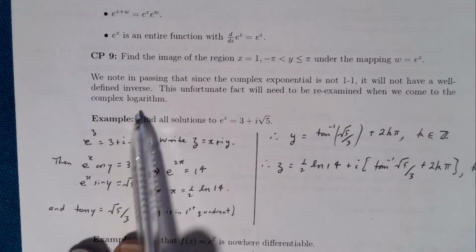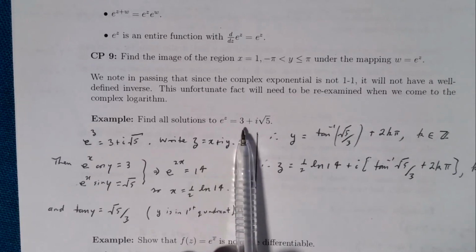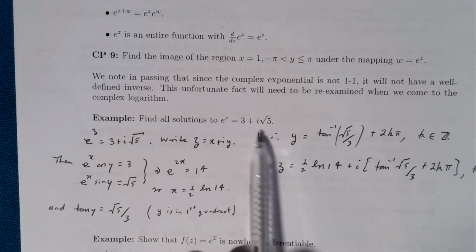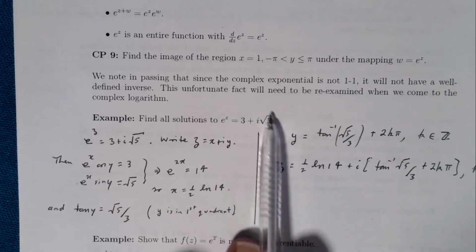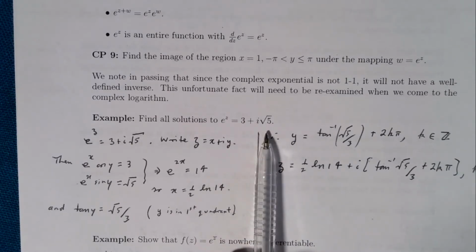Just a little example here. We're going to find all solutions to e to the z is 3 plus i root 5. In other words, we're technically going to be finding the logarithm, whatever that means, in the complex plane of this complex number. We're going to do it at this stage from the definition.